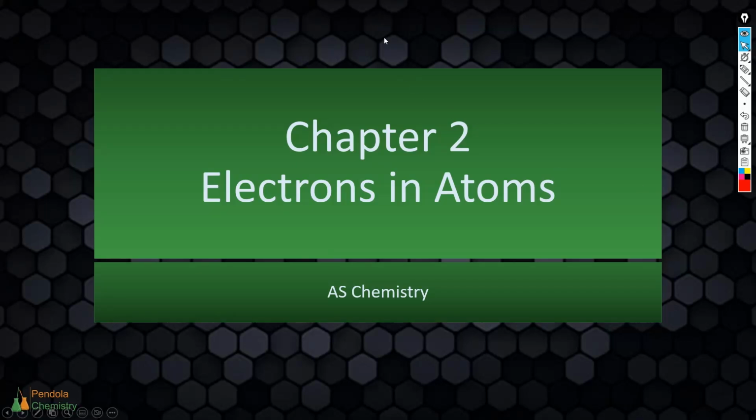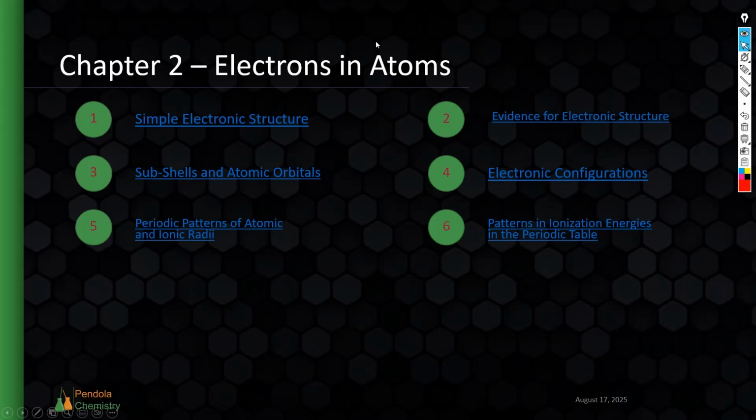Welcome to Chapter 2 in the AICE Chemistry lecture series. Today we're going to start Chapter 2, which is on electrons in the atom. We're going to go over Section 1 today, which is simple electronic structure.